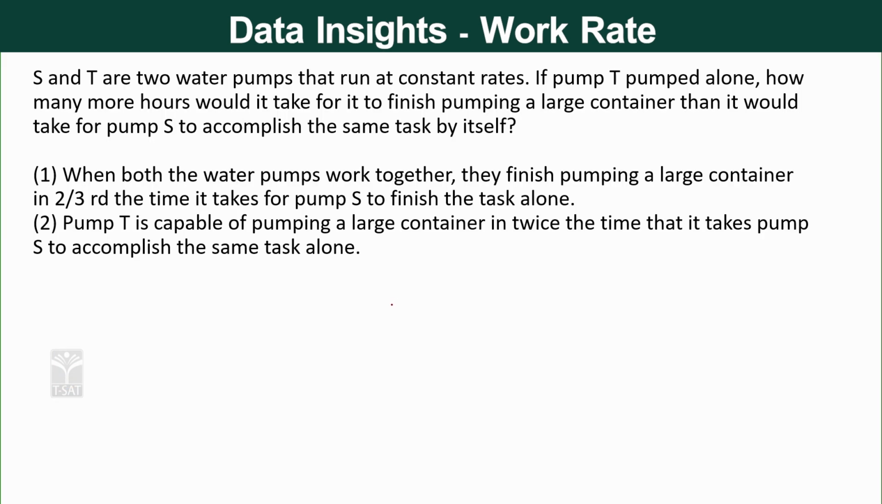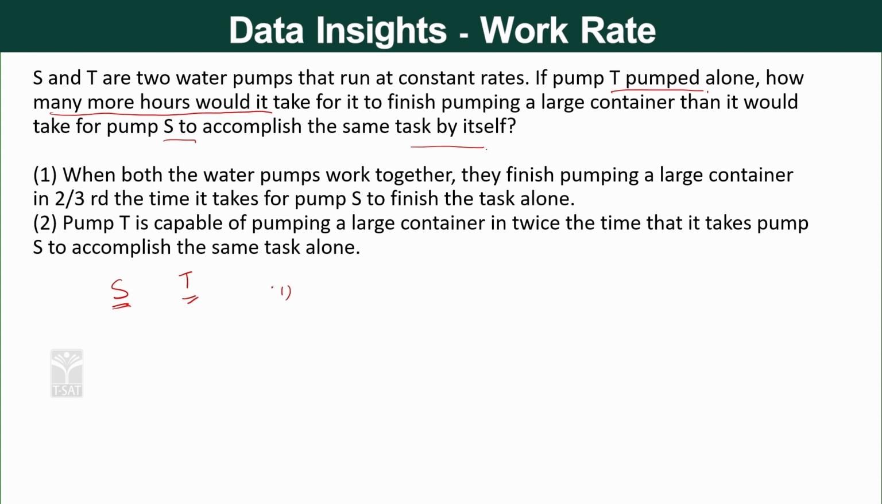S and T are two water pumps that run at constant rates. If pump T pumped alone, how many more hours would it take for it to finish pumping a large container than it would take for pump S to accomplish the same task by itself? Okay, there are two pumps S and T. We need to find the difference, that is how many more hours it would take pump T to accomplish the task by itself rather than pump S. So, what is the first statement?